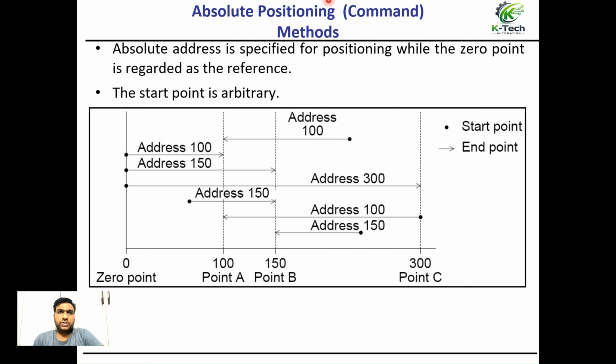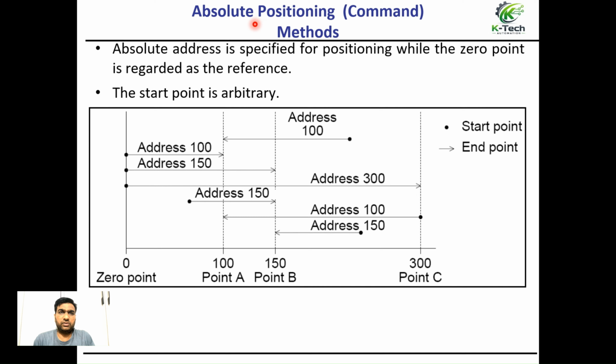Okay, so now positioning. There are two types of positioning: absolute type position and incremental type position. In the absolute position system, an absolute address is specified for the position, while the 0 point is regarded as the reference. The start point is arbitrary.